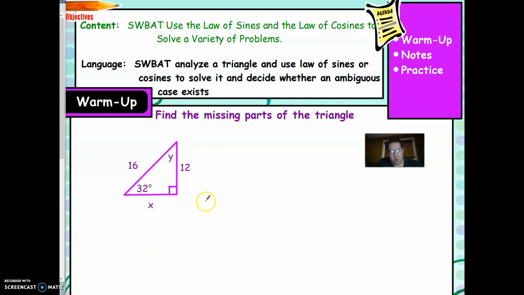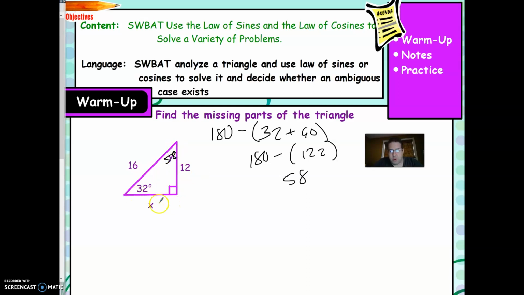So we're going to start off with a quick review of what you should have already learned in geometry. You know that the three angles of a triangle always add up to 180, no matter if it's a right triangle or not. So you take 180 and subtract the other two angles combined, which is 32 plus 90. That adds up to 122. Subtract that and you end up getting 58 degrees.